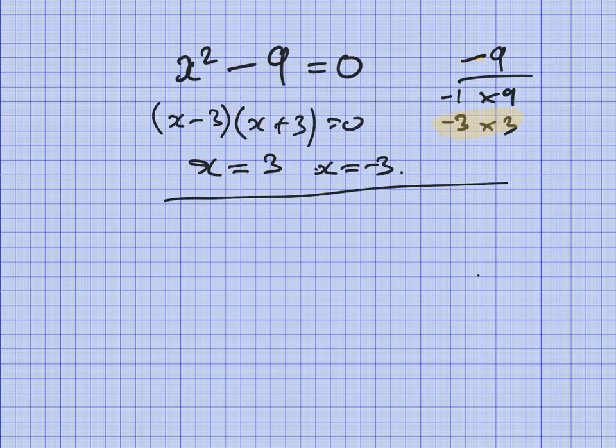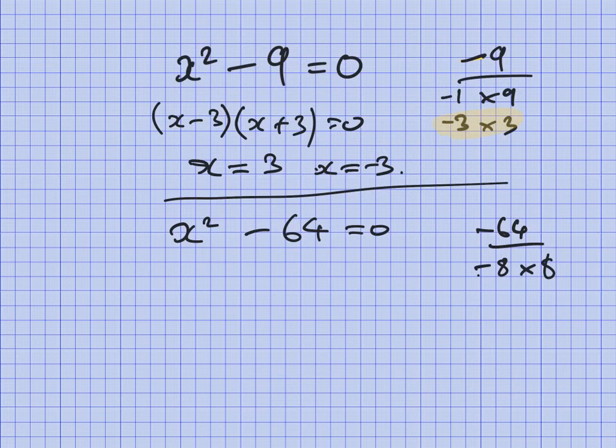Try another. Here's x squared minus 64 equals 0. We need to make minus 64 by timesing. Okay, 64 is a square number, so why don't we think about minus 8 and plus 8. Okay, that works, and they add together to make 0, which is what we want because we want no x's in the middle. Okay, can you see what I'm talking about?